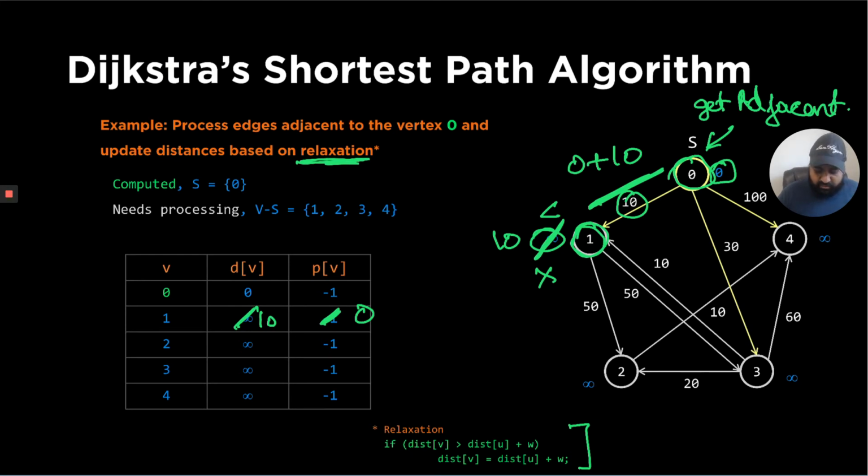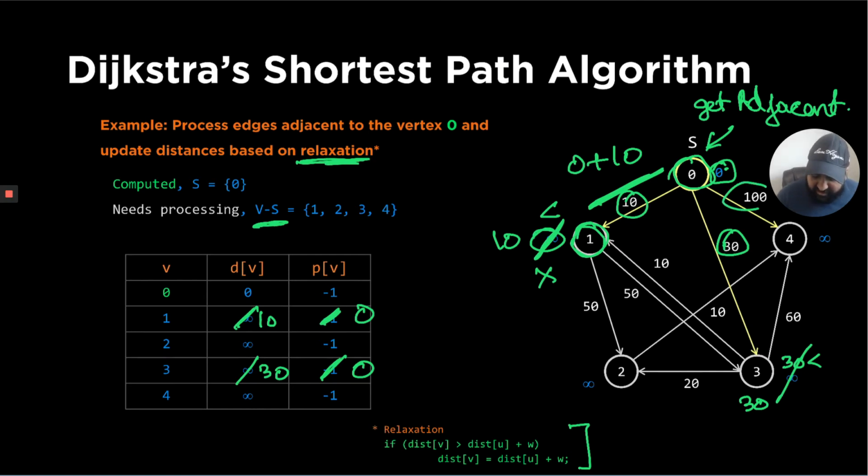So the entire algorithm is just this: we repeat this again and again till all our vertices are computed. In this case, there were three edges. The first one was 10, the second one is 30. So 0 plus 30 is 30, which is less than infinity. So we are going to delete this infinity, replace it with 30, replace it in our table, and change the vertex to 0.